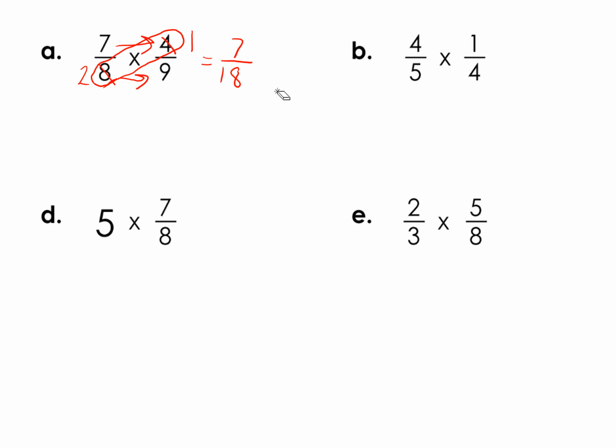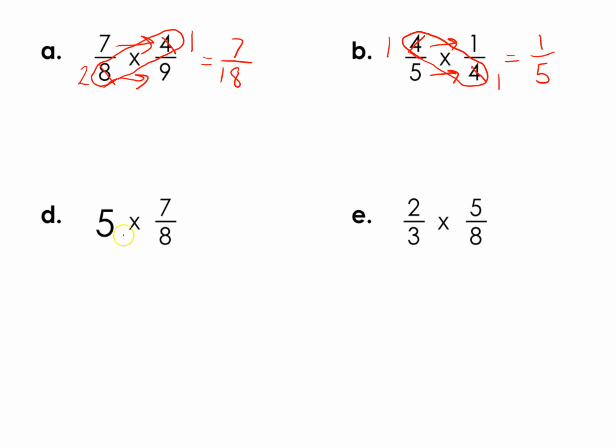Okay, let's go to B. Nothing I can cross simplify here. The only thing that can go into 1 and 5 would be 1, so that won't simplify things for me. But here, 4 will go into 4 one time, and 4 will go into this 4 one time, and then I multiply straight across. 1 times 1 is 1, 5 times 1 is 5. Done.